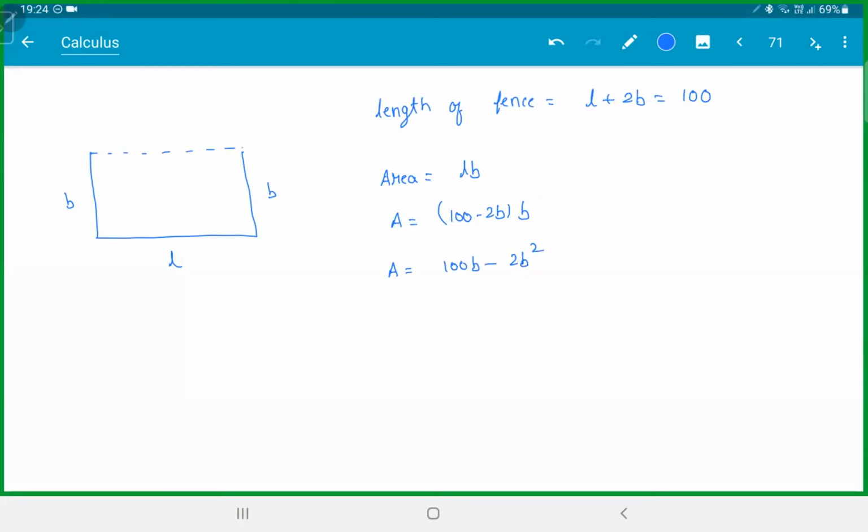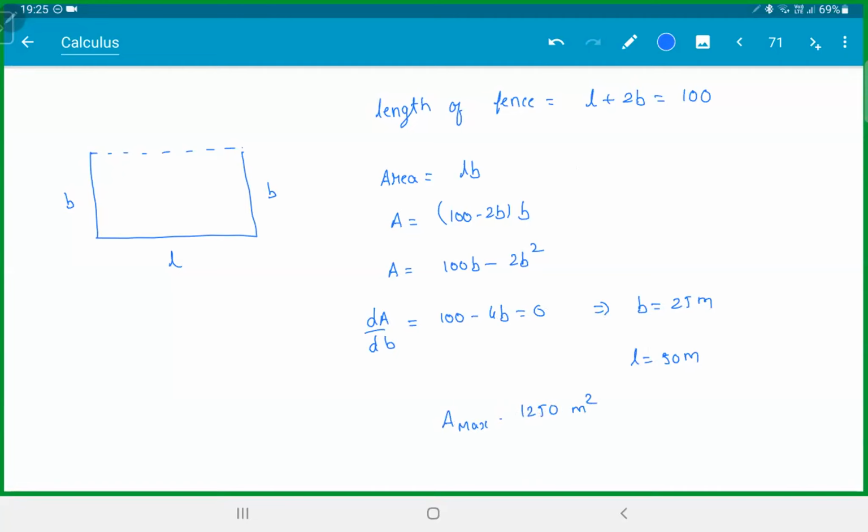So simply the question is maximize area. Whenever you get questions like this, if there are 2 variables, somehow you have to eliminate one variable, either L or B. So how to maximize area? dA by dB is 100 minus 4B, equal to 0. So when B is equal to 25 meters, you get a maximum area. That means length is 50 meters. Therefore the maximum area is 50 into 25, 1250.